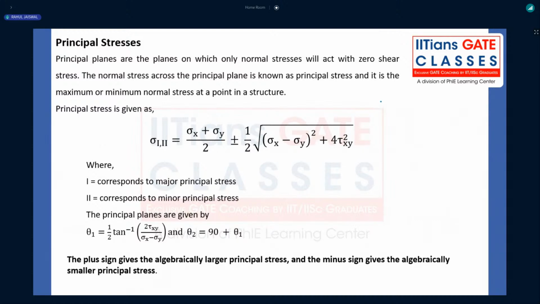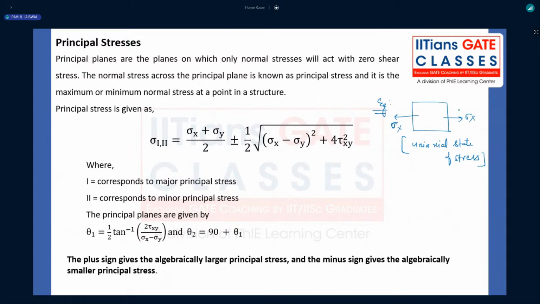For a simple example, if I give sigma x, this is a uniaxial state of stress. Why am I calling this uniaxial? Only in one direction stress is acting, right? That is called a uniaxial state of stress, right?